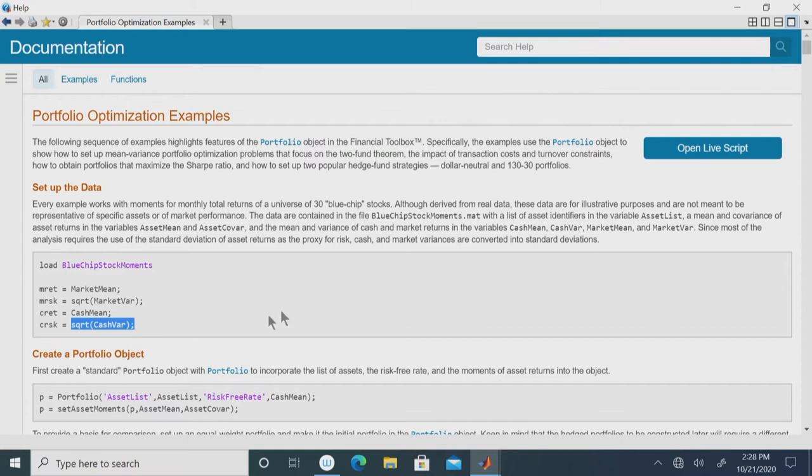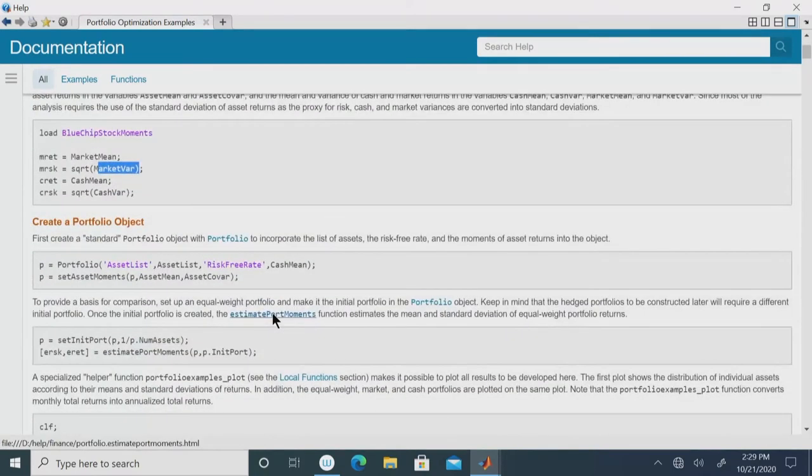Now, accordingly, for that purpose, we look at the average return from the market mean, and we look at the average mean of the cash. And for the counterpart risk, we look at the square root of the variances for the market as well as the cash. So, the next thing that we do is we create a portfolio object, and the purpose of this creation of a portfolio object is to bring into the picture the asset list.